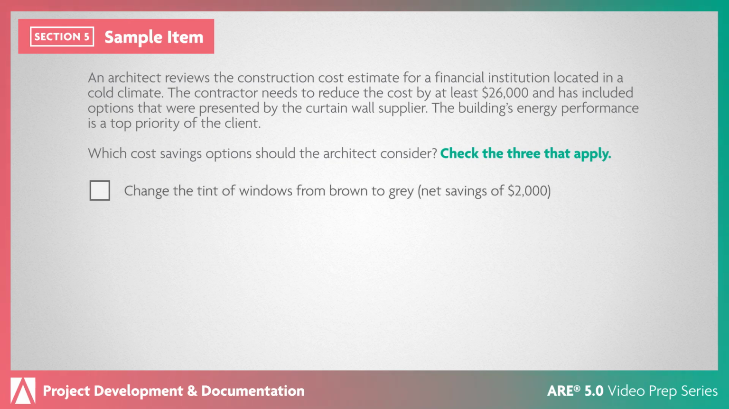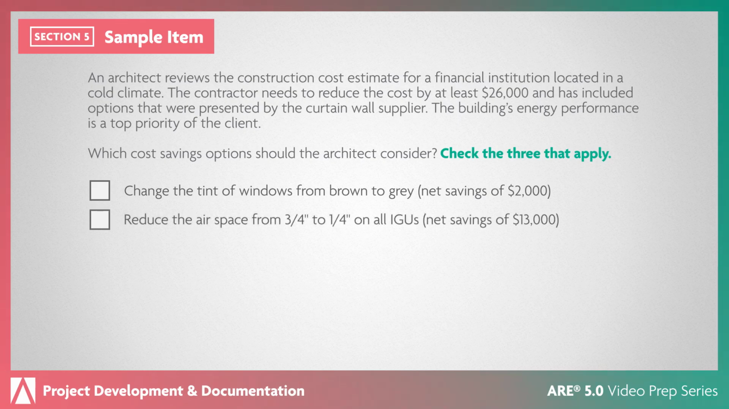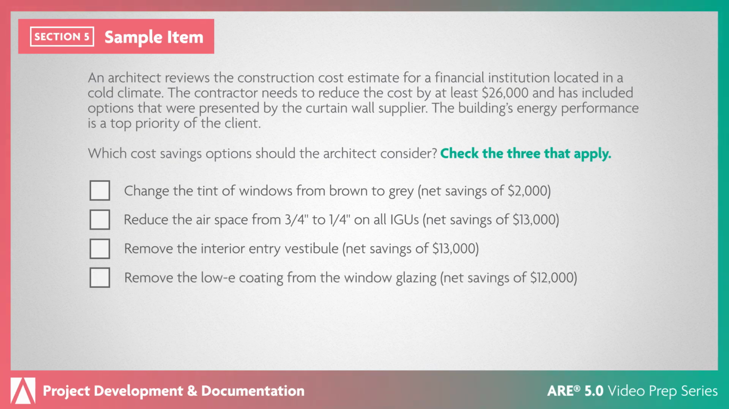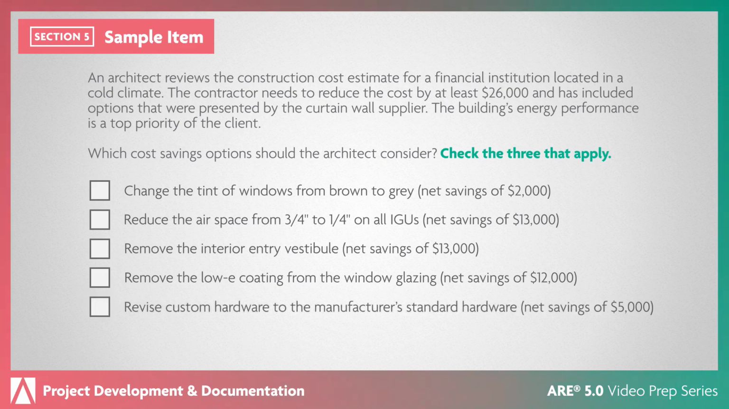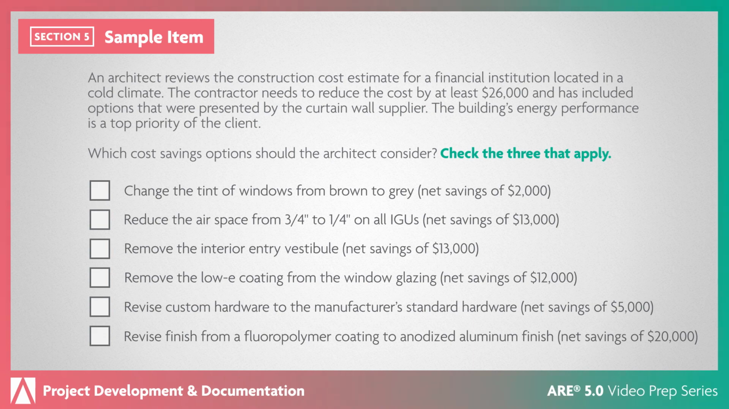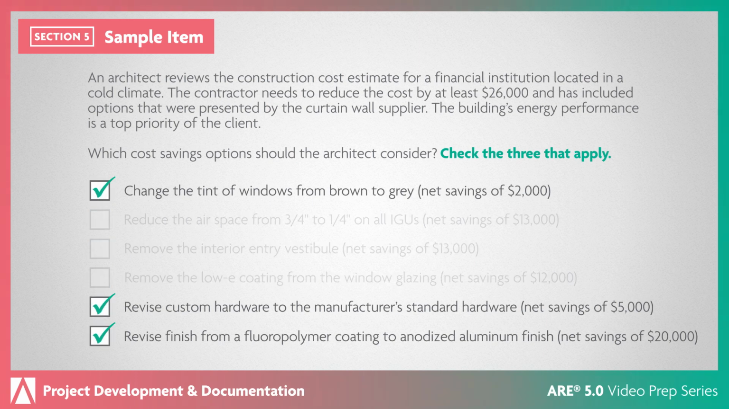Change the tint of windows from brown to gray. Net savings of $2,000. Reduce the airspace from 3/4 inch to 1/4 inch on all IGUs. Net savings of $13,000. Remove the interior entry vestibule. Net savings of $13,000. Remove the low-E coating from the window glazing. Net savings of $12,000. Revise custom hardware to the manufacturer standard hardware. Net savings of $5,000. Revise finish from a fluoropolymer coating to anodized aluminum finish. Net savings of $20,000. These are the correct responses.